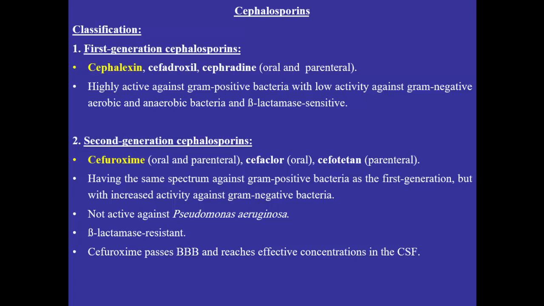The second generation of cephalosporins includes cefuroxime, cefaclor, and cefoxitin. They can be taken orally, so they are acid stable. They have the same spectrum against gram-positive bacteria, but they show increased activity against gram-negative bacteria, so they are more active against gram-negative bacteria when compared with first generation cephalosporins. They are active against gram-positive and gram-negative bacteria, but they are not active against Pseudomonas.